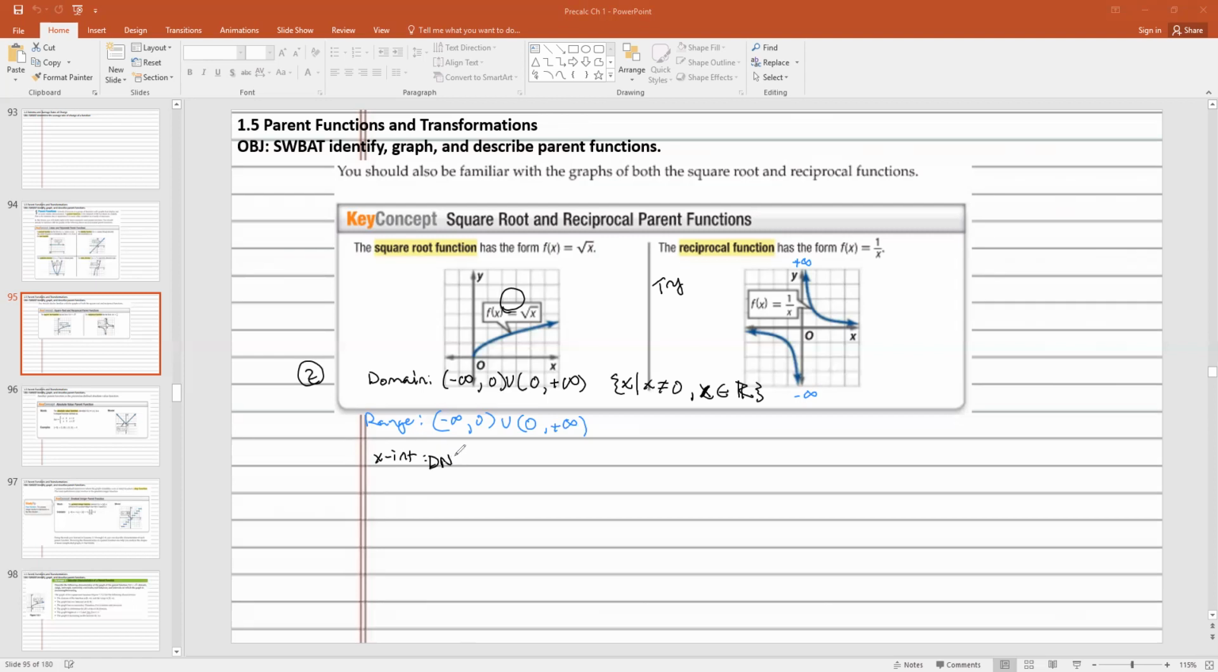So the x-intercepts do not exist. The y-intercepts do not exist, because it's not crossing the x-axis and it's not crossing the y-axis. And it never will, because we have asymptotes there.